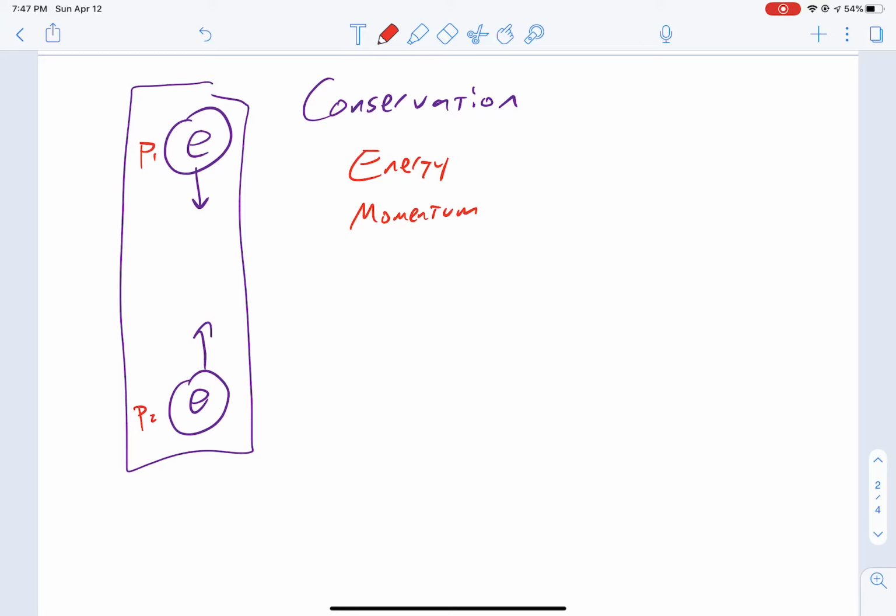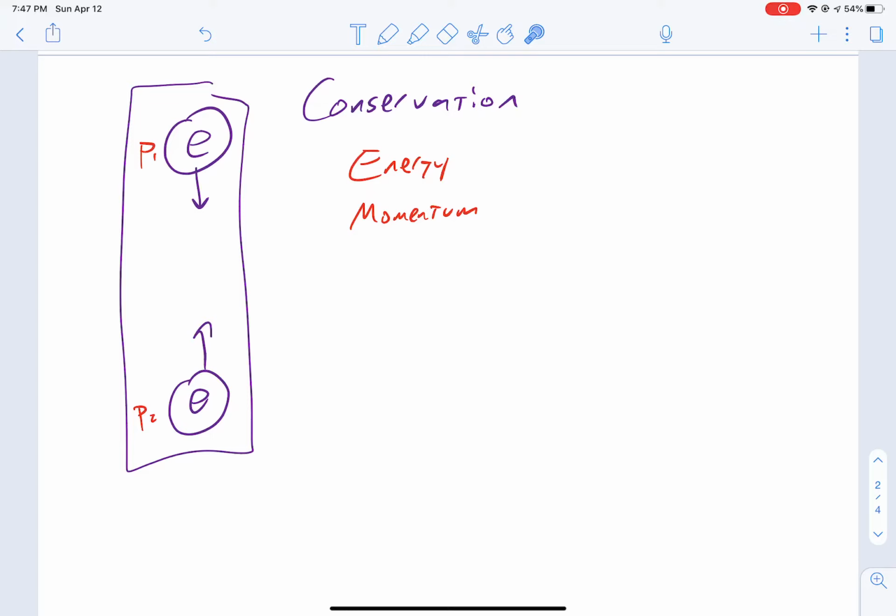That has not changed at all. These two electrons are coming together. I would not expect them to both start moving down after the collision. That would break the law of conservation of momentum. I wouldn't expect them both to fly off at a much higher velocity. That would break the law of conservation of energy.